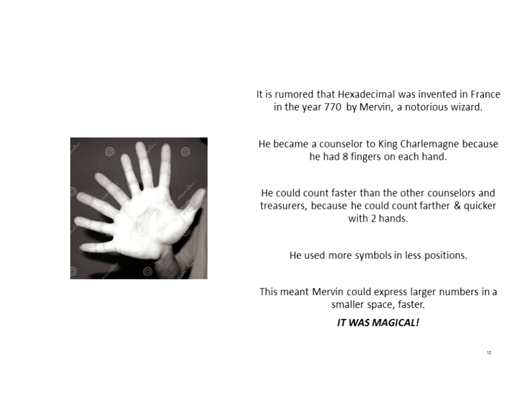So when it came time to count the money and other things, he could count faster than other counselors to King Charlemagne, because he could count farther and quicker with 2 hands than what somebody else could do with 10 digits, or 5 digits on each hand. He used more symbols and less positions, and this meant that Mervyn could express larger numbers in a smaller space. And the king thought it was magical that he could do that.